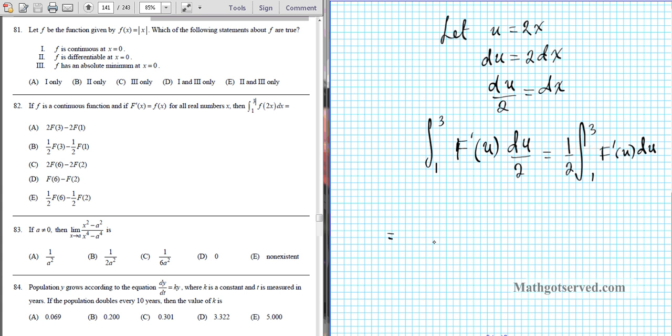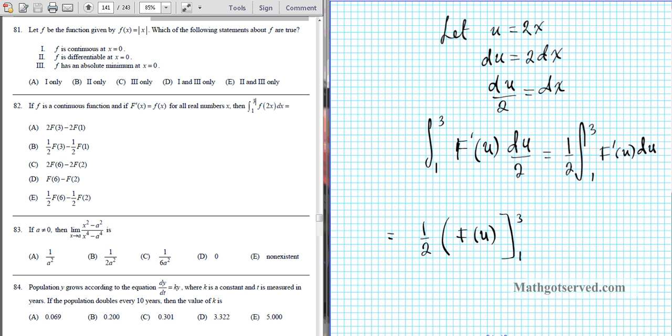So this is going to be 1/2 times f of u evaluated from 1 to 3.